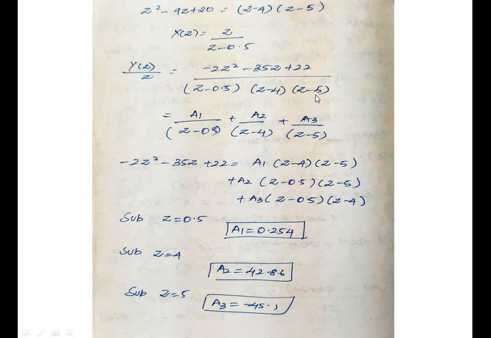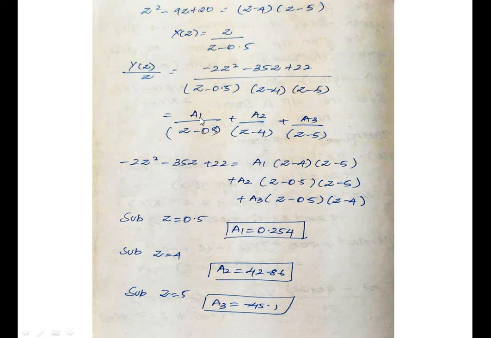Keep it in mind, we have also substituted the X of z value, which is nothing but z by z minus 0.5. So how did we get this X of z? X of n was given to us in the question. So we have taken Z transform for that and we have got X of z. So for applying partial fractions, we have got it in the form of Y of z by z.